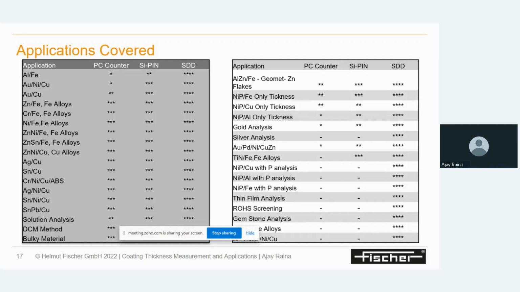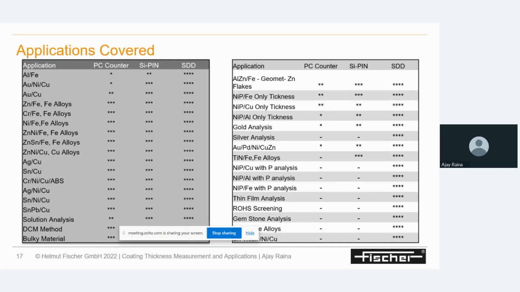Say you have some special applications. Just like I discussed in the previous slide, if you have nickel phosphorus and only want to measure thickness, then a proportional counter will also work. But if you require nickel phosphorus with phosphorus analysis, then we have to go with SDD only. For special applications, like if you have RoHS coatings and want to do RoHS screening, then only SDD is recommended. If you have nickel phosphorus on an aluminum base, SDD is the only recommended instrument. If you have nickel phosphorus on a copper base, then an SDD type of instrument is recommended.